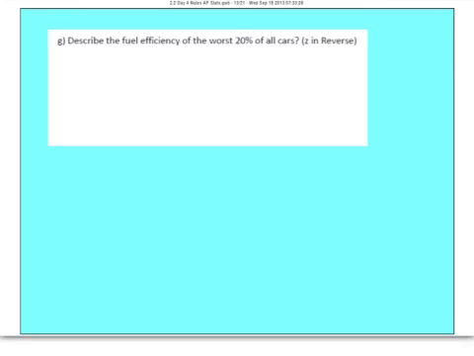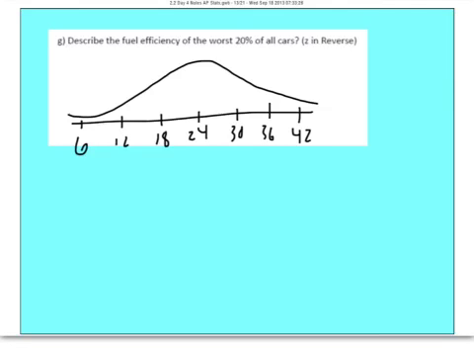So let's set up the scenario here. Okay, they want us here to describe the fuel efficiency of the worst 20% of cars. Again, we know if we cut down the middle, this is 50% to the left. So I'm going to just estimate that the 20% of the cars is going to be right in here. So that's the bottom 20% of the cars. So what we have to do for this one is a reverse. I'm going to go to Table A, and try to find what z-score goes with 0.2.